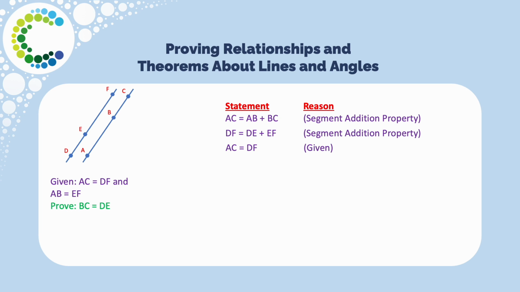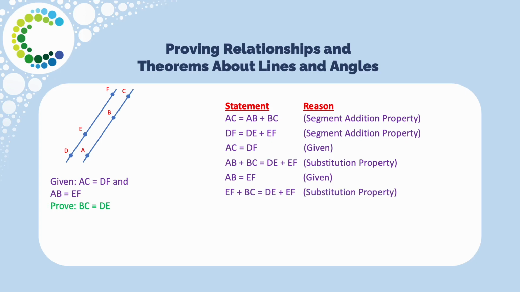This is the substitution property. If two things are equal, you can substitute one for the other. This is another piece of given information. The lengths of both segments are equal. Here, this is just rearranging the equation to help us see the relationship more clearly. Finally, we see that both sides of the equation have an equal term. If we subtract E and F from both sides, they cancel out, leaving us with this equality.